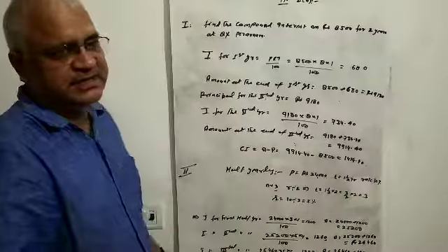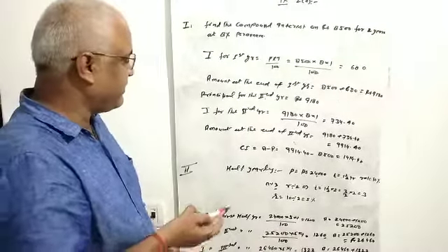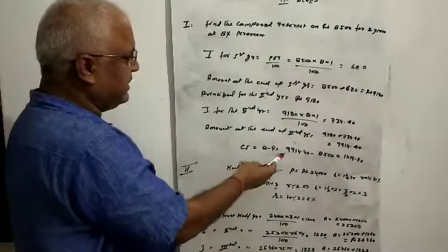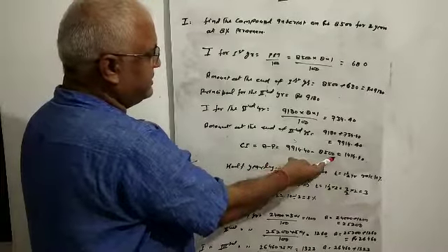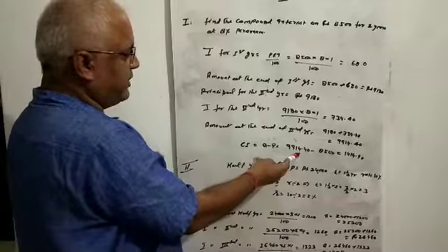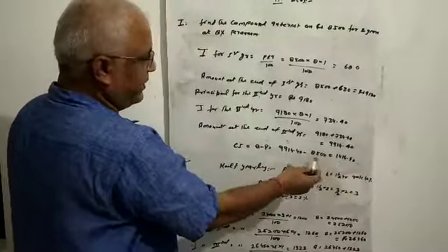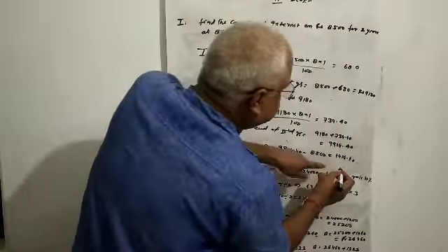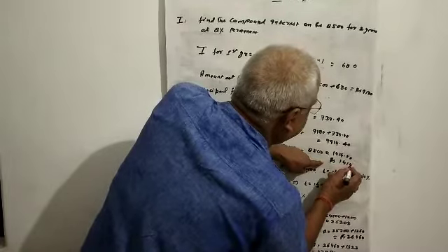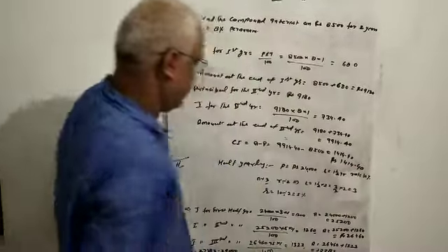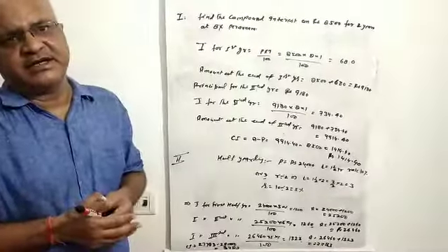Then what is compound interest? Compound interest or any interest is amount minus principal. Amount is, final amount is 9,914.40 minus 8,500. So this is rupees 1,414.40. Now, in compound interest, sometime interest is compounded annually.